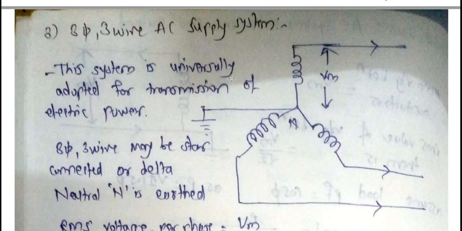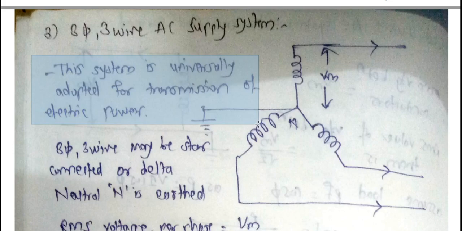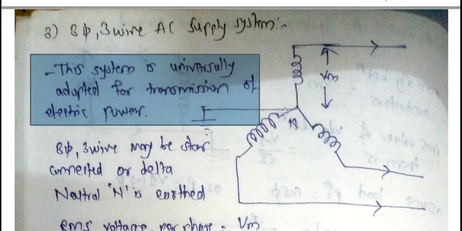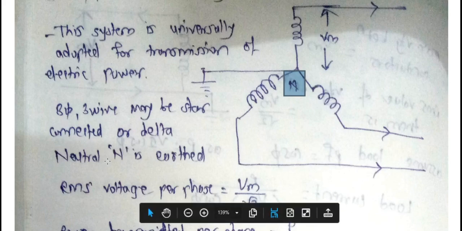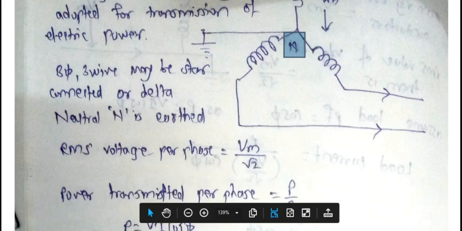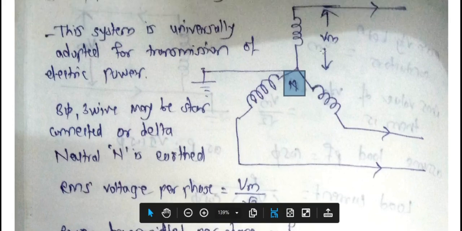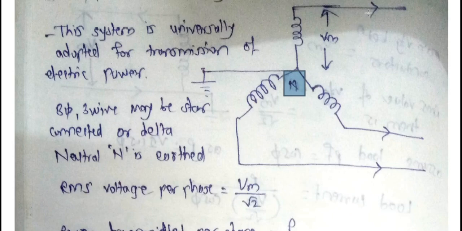This system is universally adopted for transmission of electric power. So you can say that all over India we are following this 3-phase 3-wire for the transmission purpose. The 3-phase 3-wire may be star connected or delta connected. Neutral N is earth. Now we know that whenever a voltage is applied between two lines, this is called the line voltage.